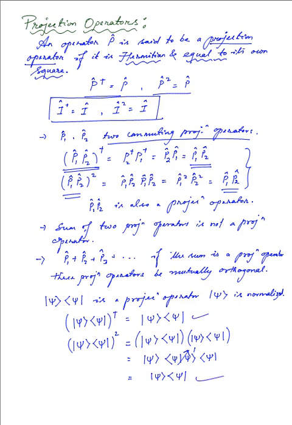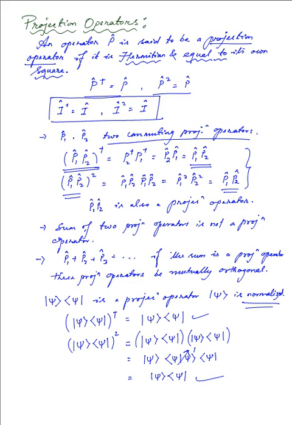First we had the case of the adjoint being equal to itself, and then the square resulting in the same thing, that is the projection operator itself. The case to consider is that it has to be normalized first, and only then can we have the projection operator. Also, these projection operators have to be mutually orthogonal, and only then is the sum of the projection operators going to be a projection operator.